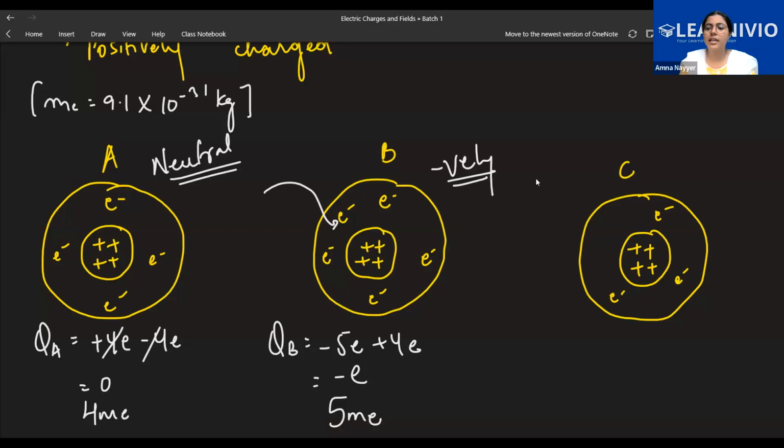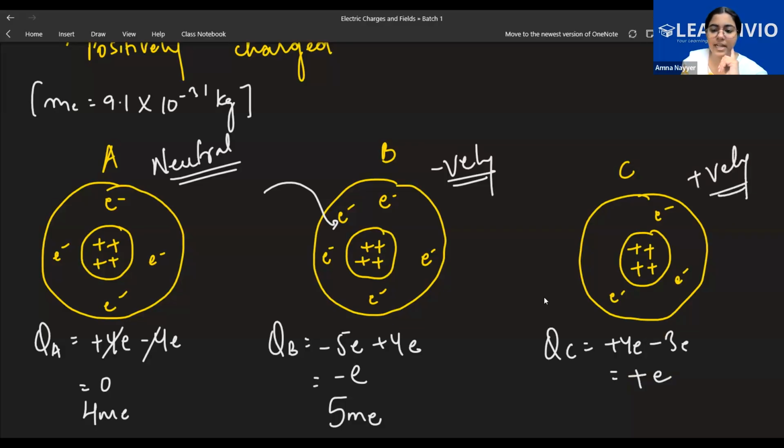Now see, if in a third case I have removed one of the electrons, what's the net charge here, Ali? Positive. Yes, 1e will be left, because plus 4e minus 3e will be plus e. So this becomes a positively charged object. This was negative. And because of the loss of an electron, the number of electrons is now 3 only. So the mass is 3 mp.